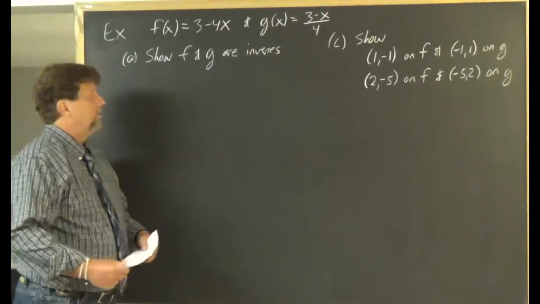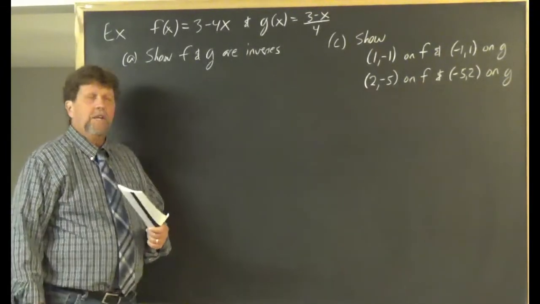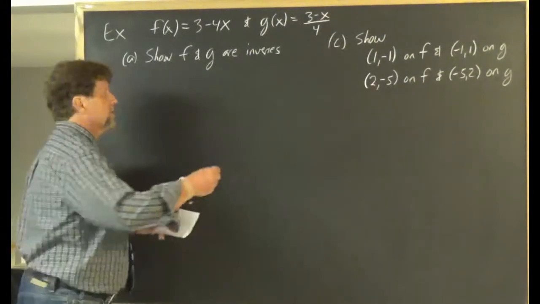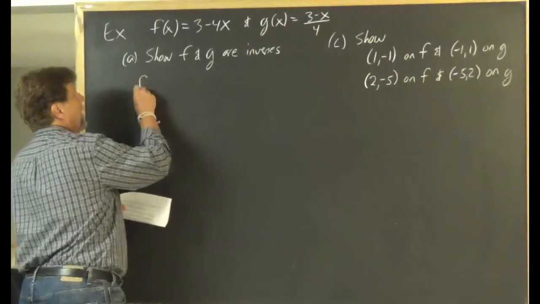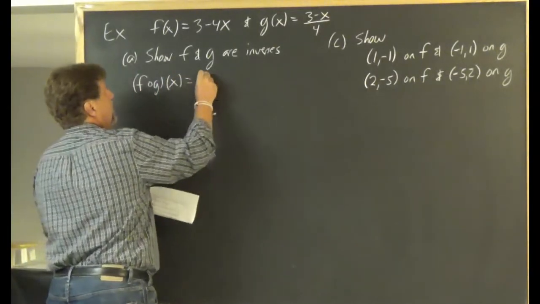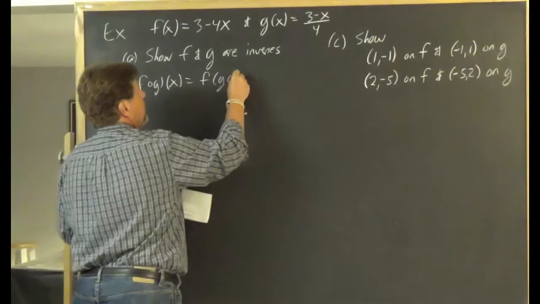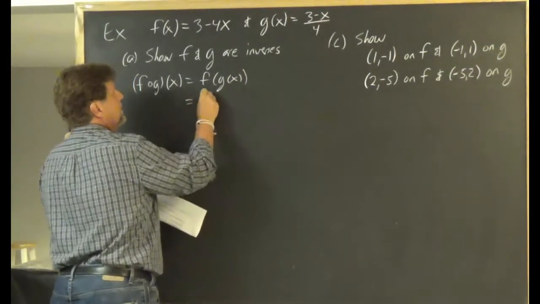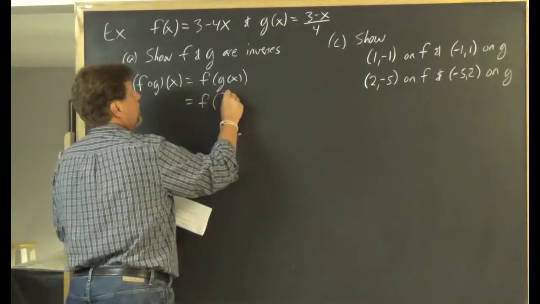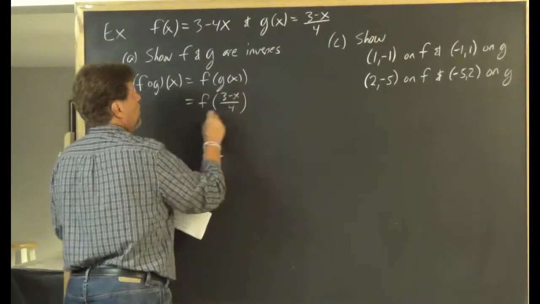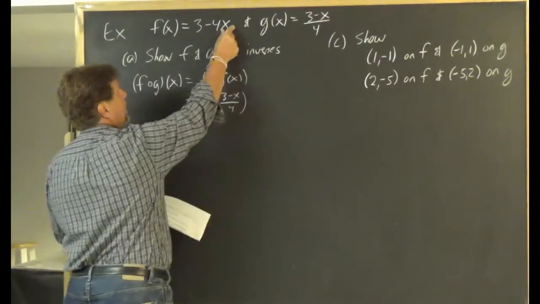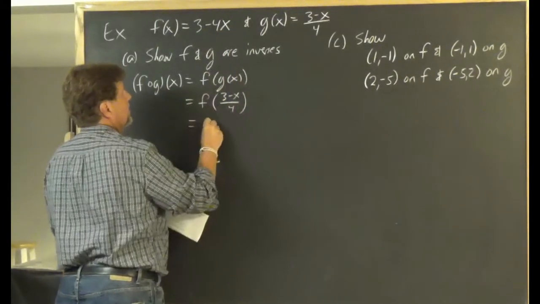So let's do part A. Show f and g are inverses of each other. So in order for them to be inverses of each other, we have to start off by doing the composition f of g of x. So f of g of x, that's f of 3 minus x over 4. So now we put 3 minus x over 4 into function f for x.